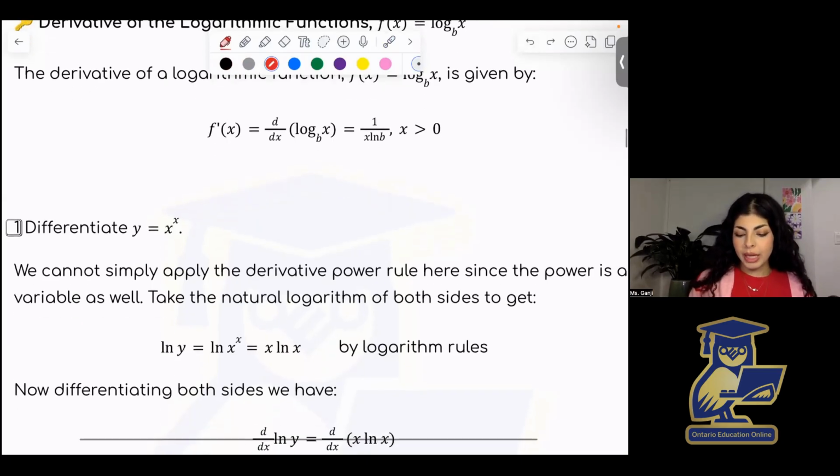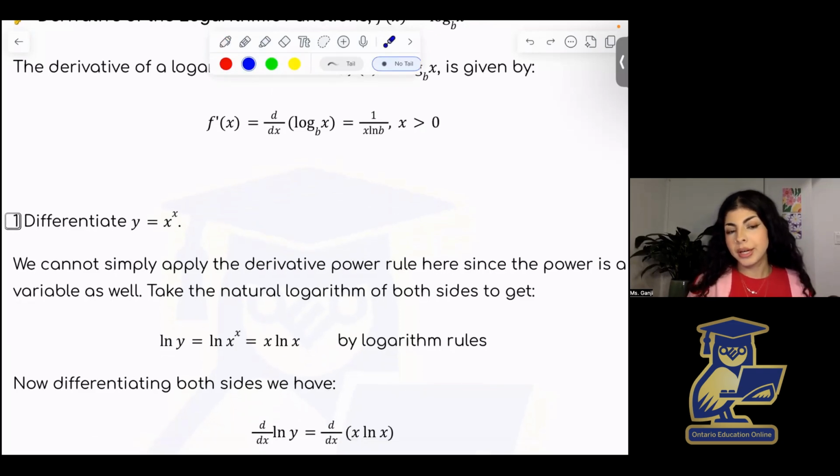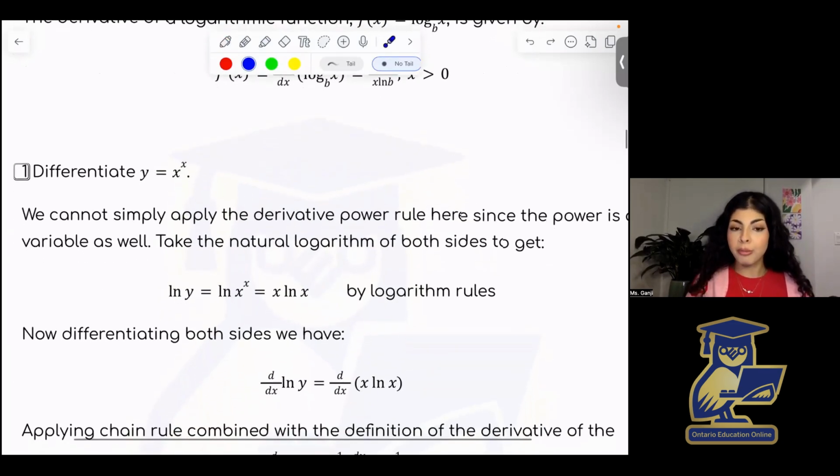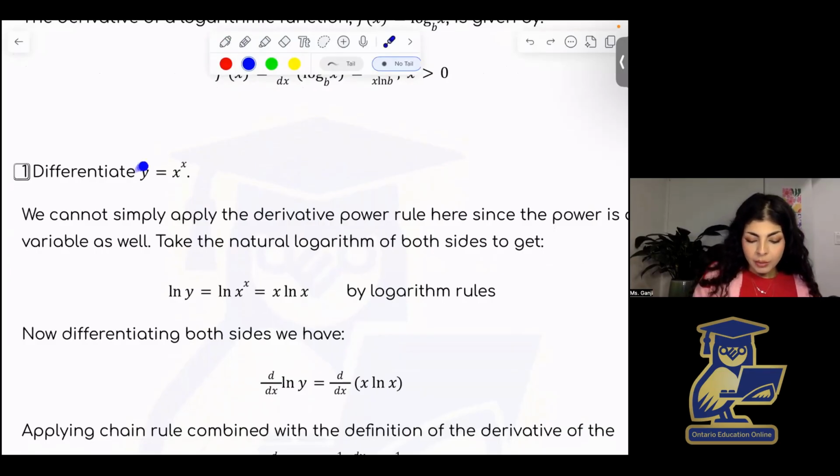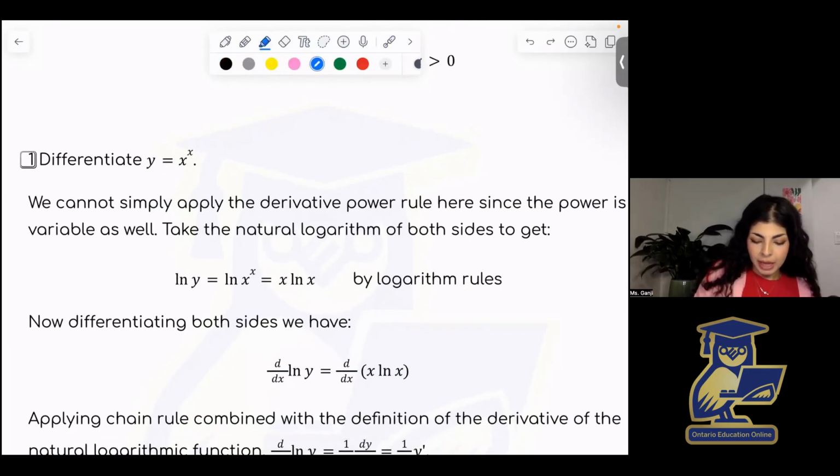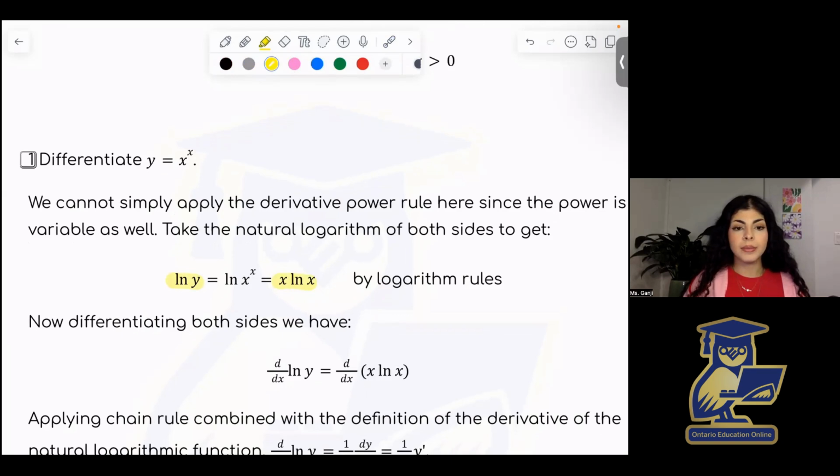So what we're going to do is, and you have to trust the process here, we're going to take the natural logarithm of both sides first. So we have y on the left side and x to the power of x on the right-hand side. So I take the natural log here. So natural log of y, and then the natural log of x to the power of x. But using logarithmic rules, I now can take that exponent x and make it a coefficient here. So now looking at these two terms here as an equality, we're going to differentiate both sides.